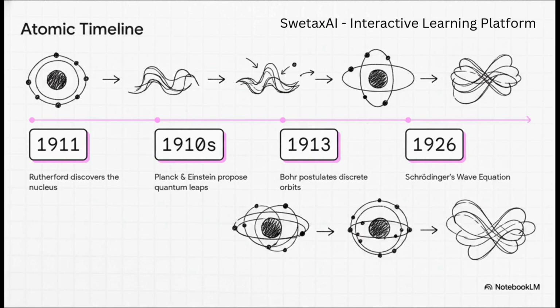behind them. Like back in 1911, Rutherford discovers the nucleus. That leads to these massive quantum leaps by Planck and Einstein, which actually paved the way for Bohr's discrete orbits. And finally, boom, 1926, we get Schrödinger's wave equation. Seeing how one guy basically fixed the flaws of the guy before him makes the underlying math make perfect sense.